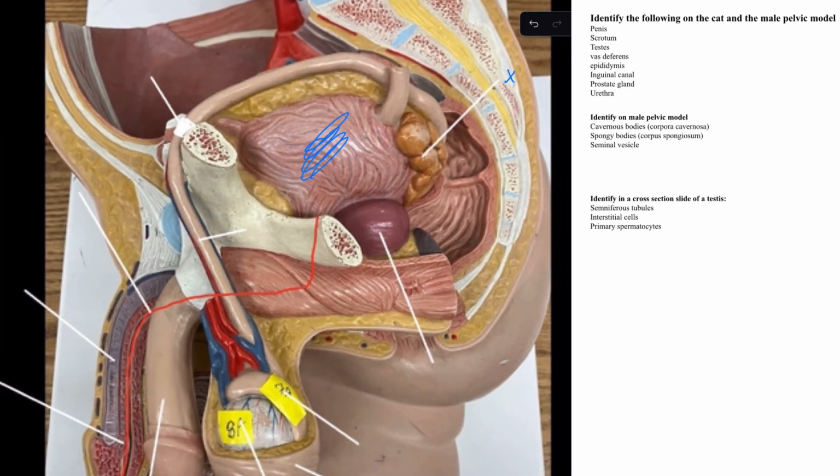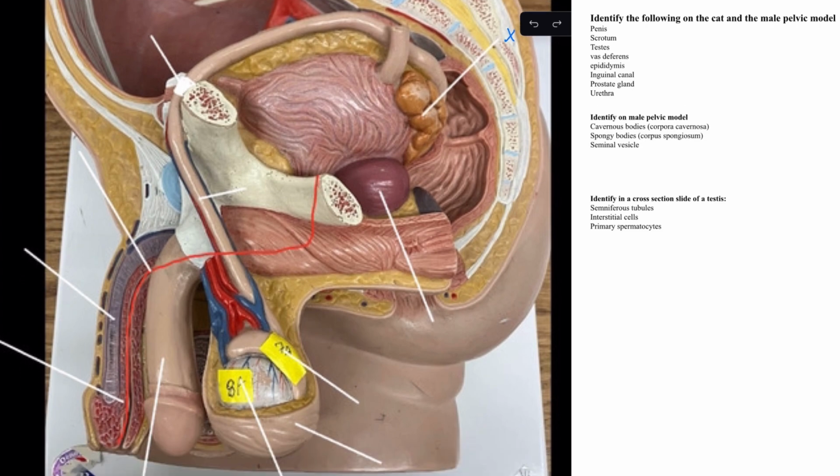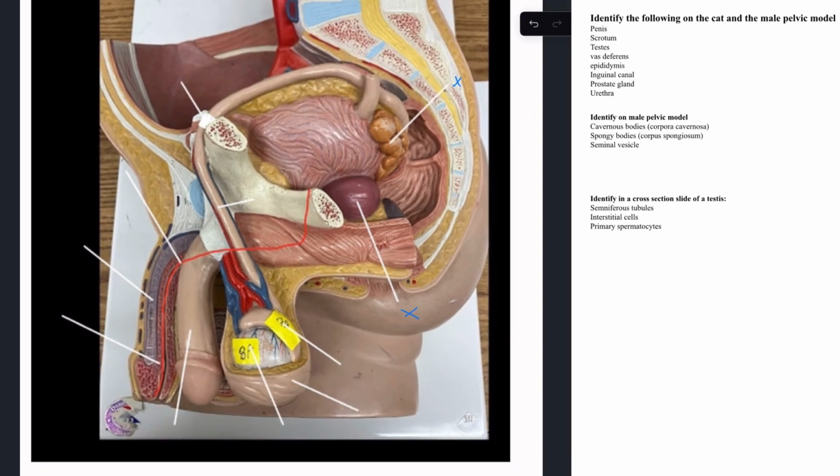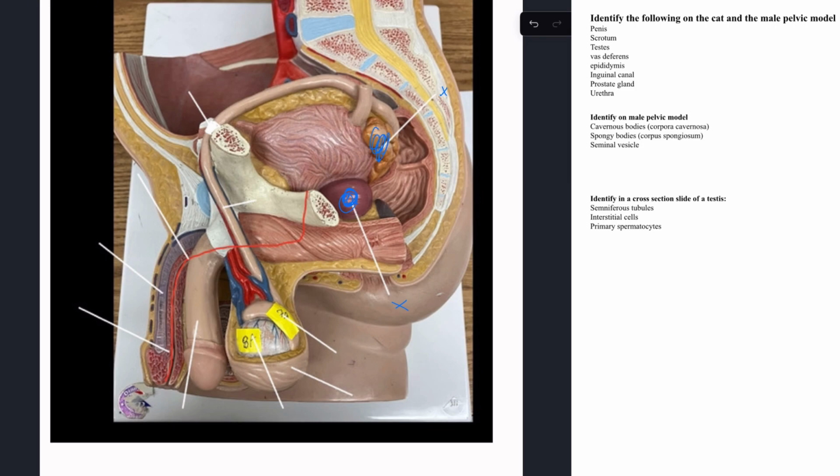Underneath the urinary bladder, this is the urinary bladder. Underneath that is the seminal vesicle. Oh, no, sorry, not the seminal vesicle, the prostate gland. This right here is the prostate gland. This is the seminal vesicle.